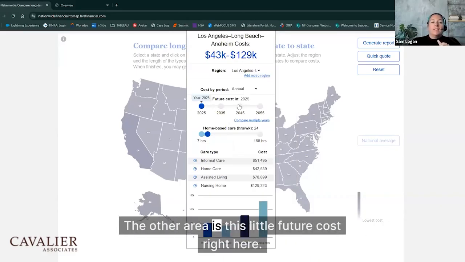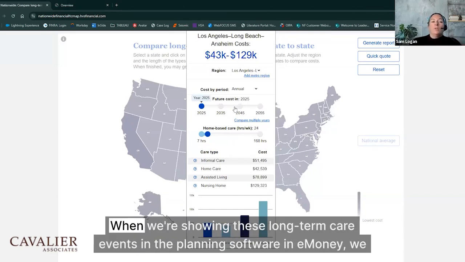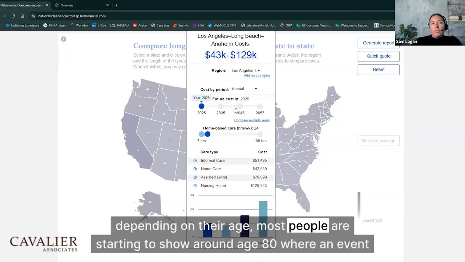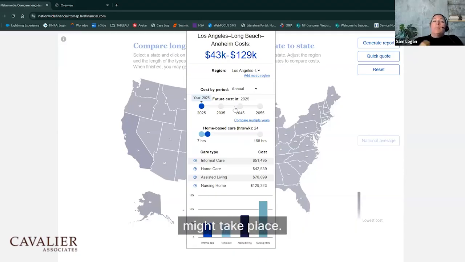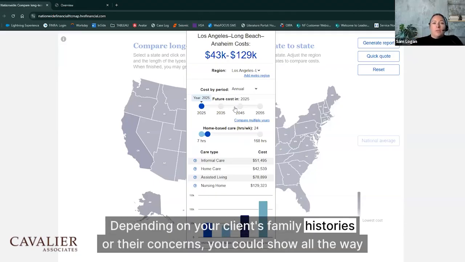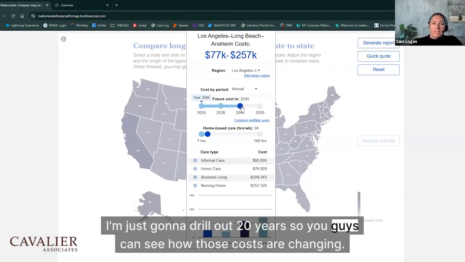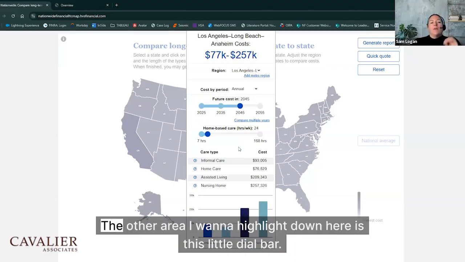The other area is this little future cost right here. When we're showing these long-term care events in the planning software in eMoney, we want to show them in the future, depending on their age. Most people are starting to show around age 80 where an event might take place. Depending on your client's family histories or their concerns, you could show all the way starting at 70, maybe 85, but 80 tends to be the sweet spot right now. I'm just going to drill out 20 years so you guys can see how those costs are changing. The other area I want to highlight down here is this little dial bar.